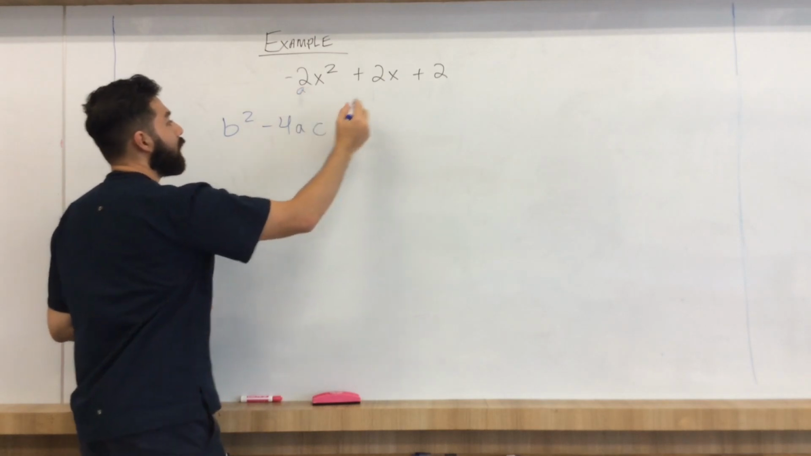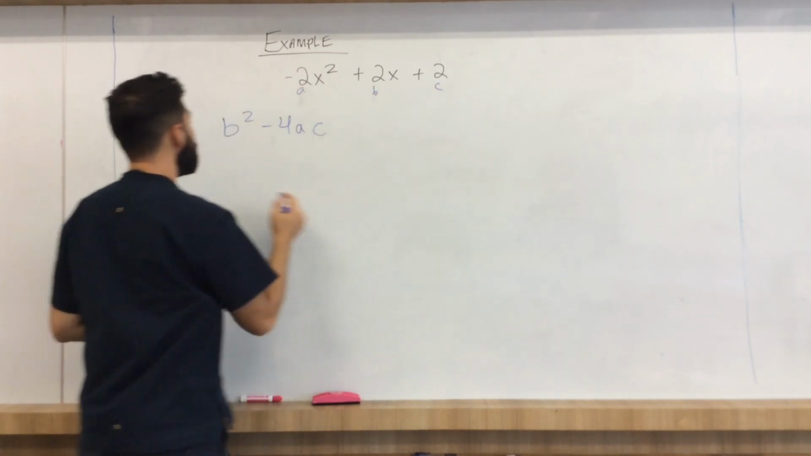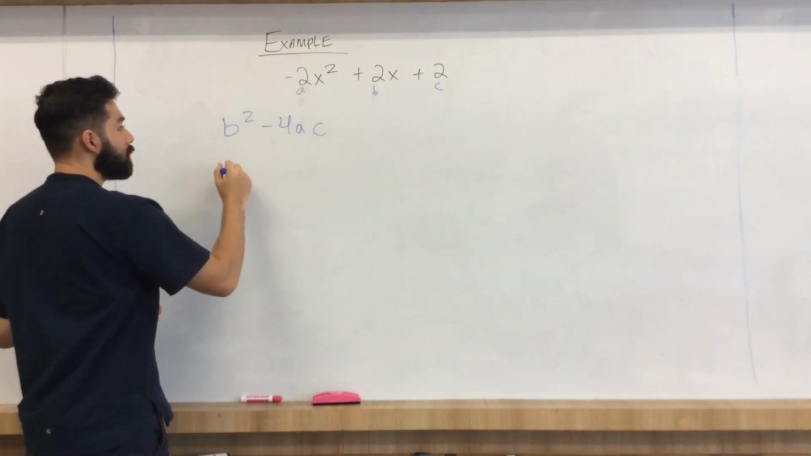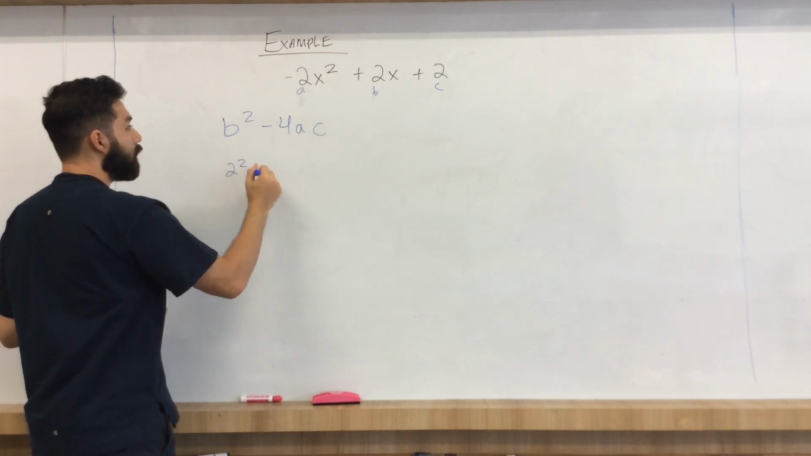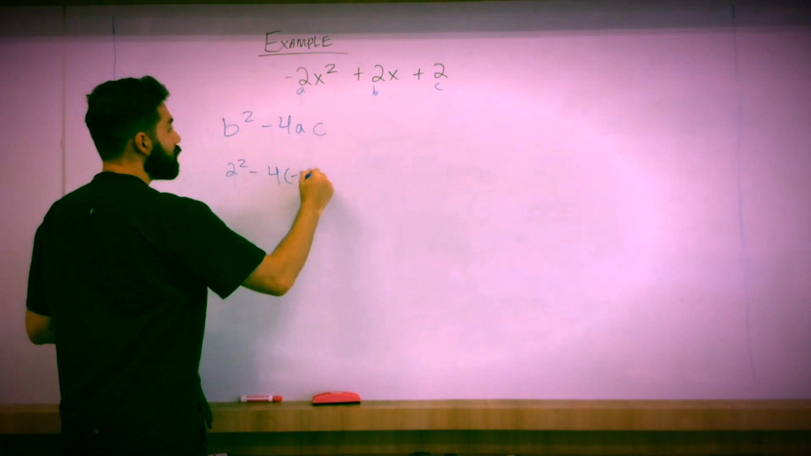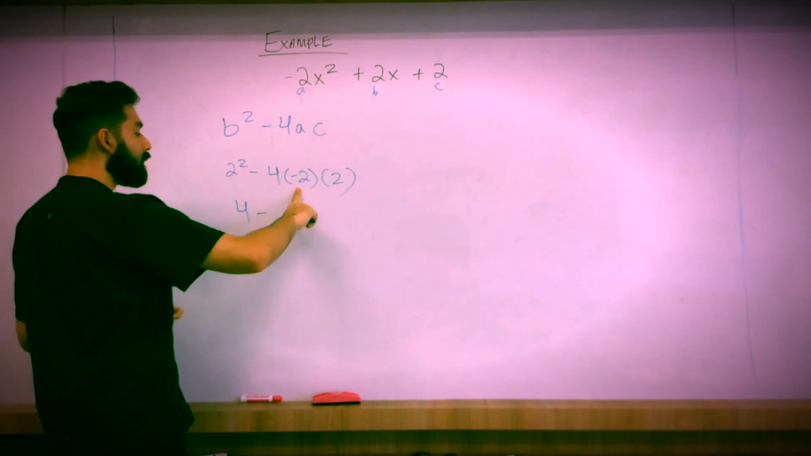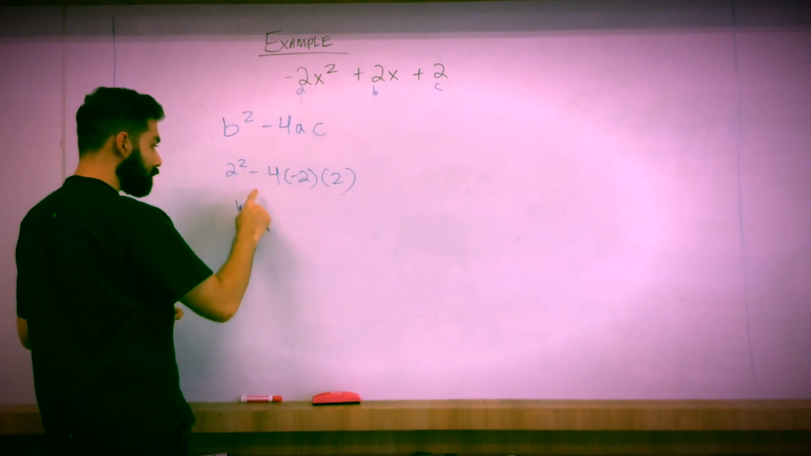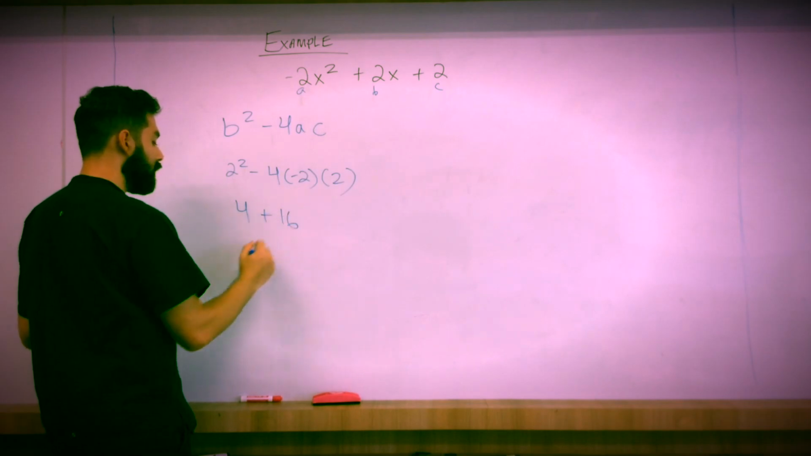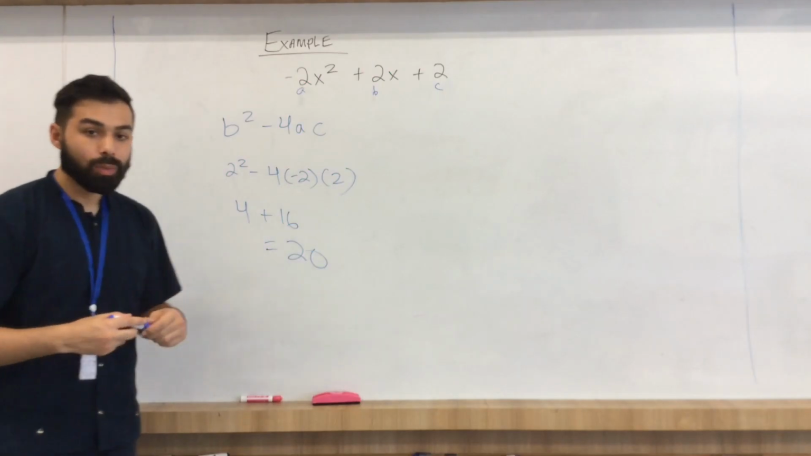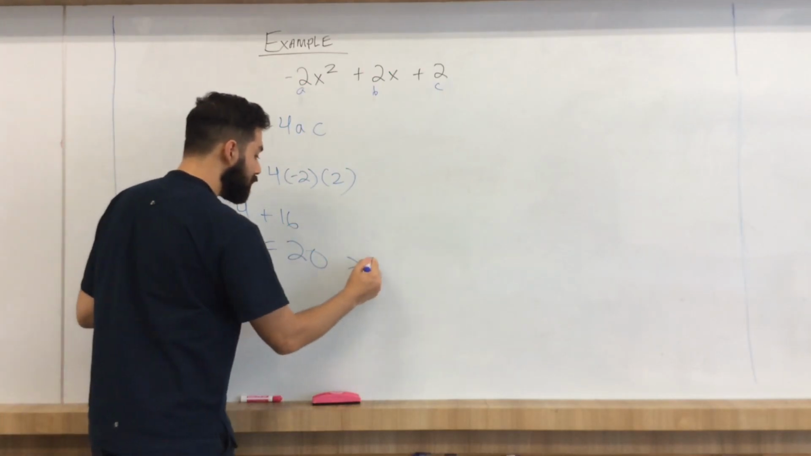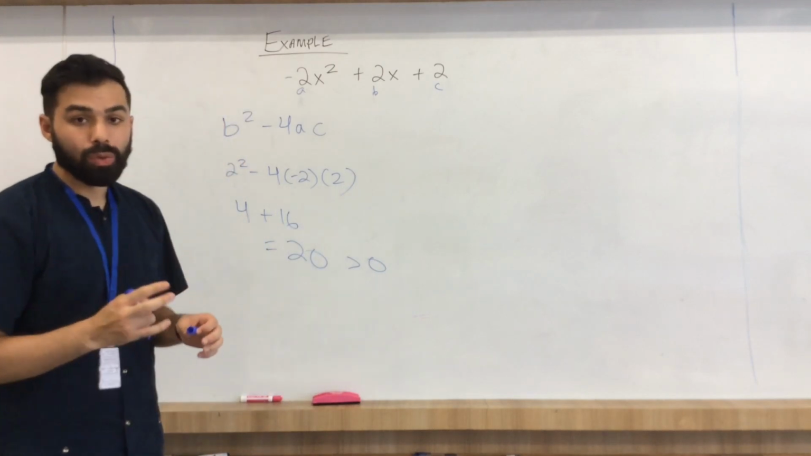So again, this being my A, B, and C, b squared is 2 squared, minus 4, a is negative 2, c is 2. Now, 2 squared is 4. A negative 4 times a negative 2 is a positive 8. 8 times 2 is 16. So I end up having 20. Okay, so what this means is, well, 20 is greater than 0, so I'll end up having 2 solutions.